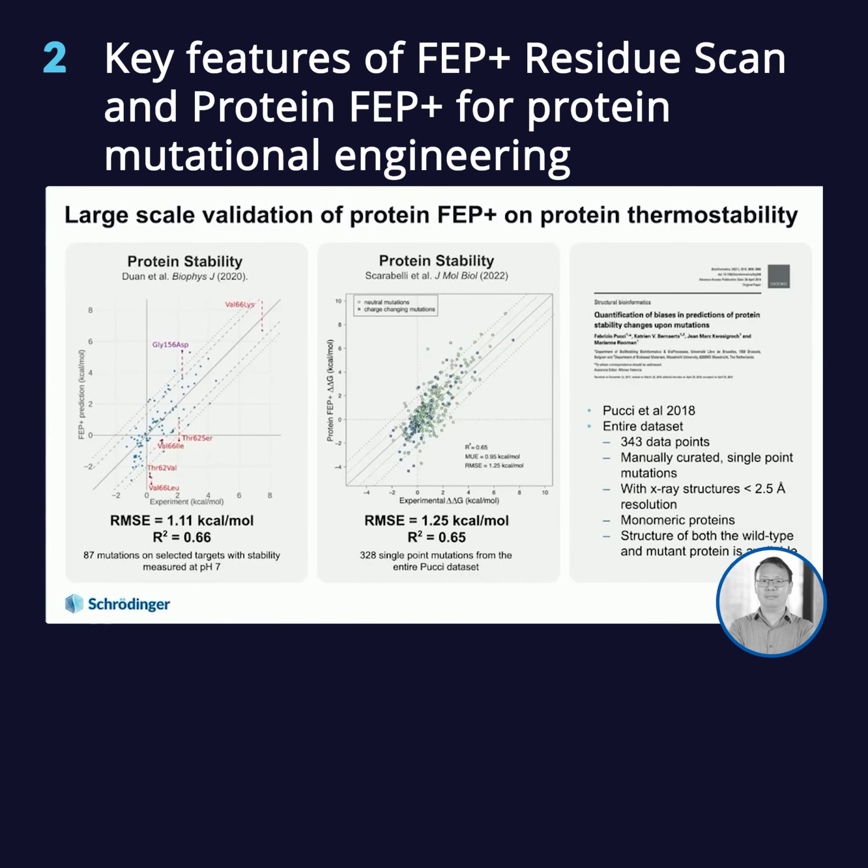So for protein thermal stability, a very large data set is shown on the right part of the panel. You can see a very large data set with experimental thermal stability measurements on more than 300 point mutations. The FEP+ predicted thermal stability result is in very good agreement with experiment, as shown in the middle panel. If we focus on the subset of mutations where the experimental measurement is at neutral pH, as shown on the left panel, the agreement is even better.